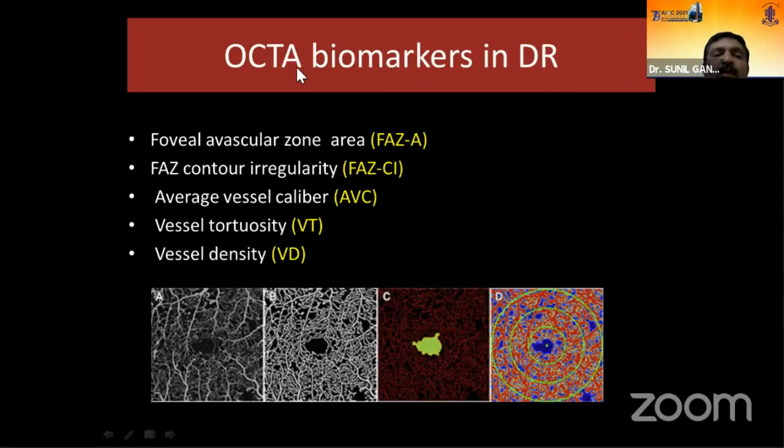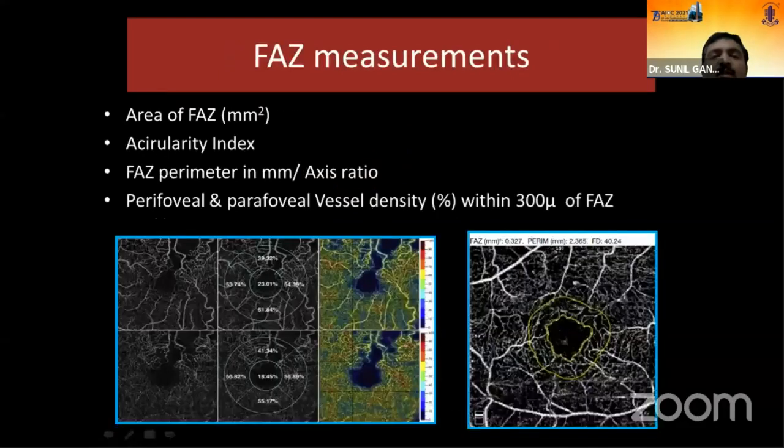Let's look at some of the OCTA biomarkers in diabetic retinopathy. The important ones are the foveal avascular zone area, the contour irregularity, the average vessel caliber, the vessel tortuosity, as well as the vessel density. So these can be looked at as biomarkers for detecting the progression of the disease.